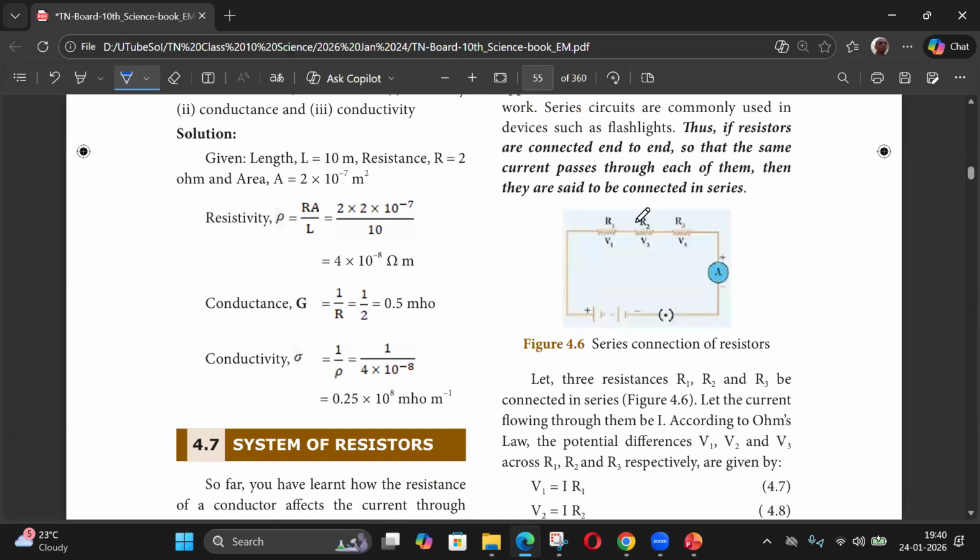Here, R1, R2, R3, right? Whatever current is flowing here, the same current will come here, the same current will go here, go here, go here. There's no diversion, right? The same current is flowing through everything. So these three are in series.